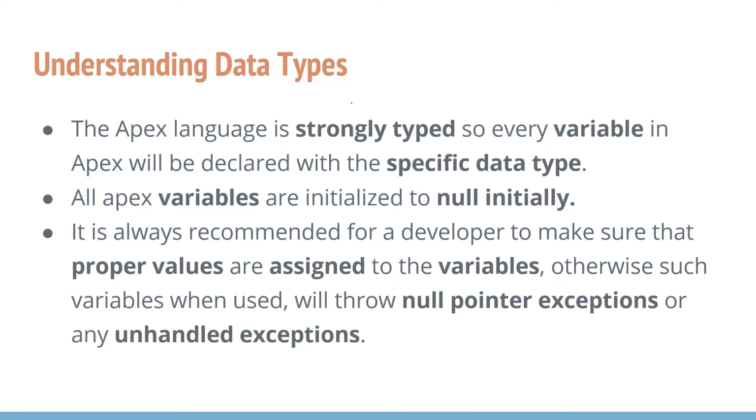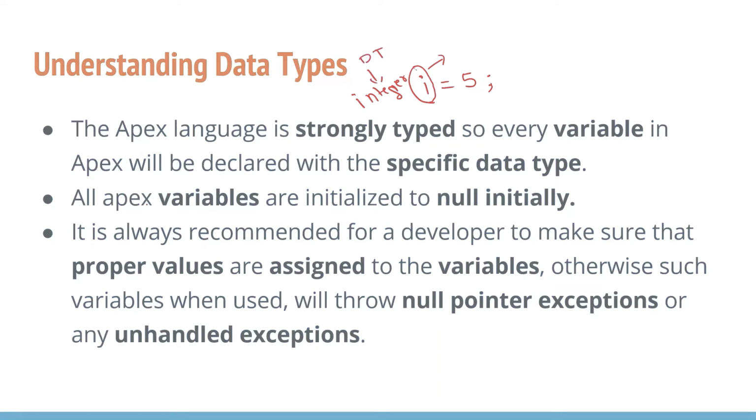For example, if we want to store I equal to 5, then this I should be of data type integer. So we will just write integer. Now this I is of type integer and it can hold any integer value. So this is the data type.